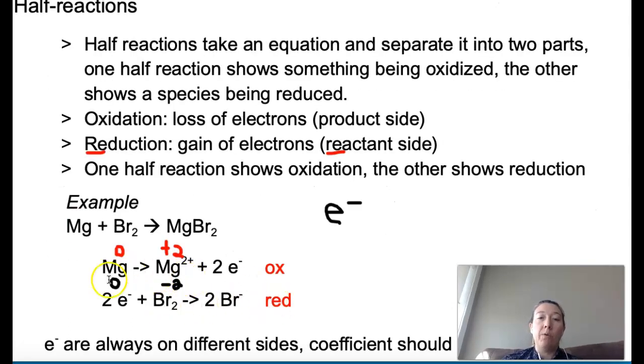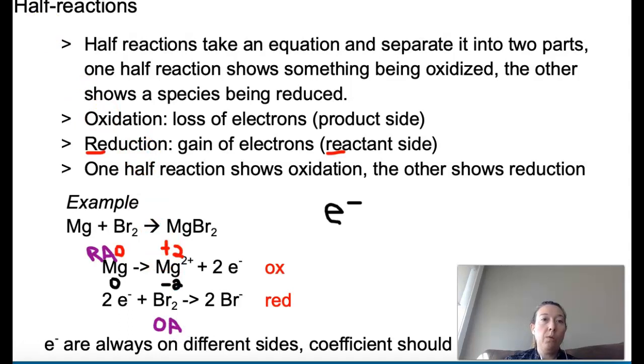So what I mean by that is if we go back to this example where we already wrote out our half reactions and we said this was oxidation, because this is the oxidation half reaction, that means that magnesium is going to be my RA. Okay, so the RA is the reactant of the oxidation half reaction. The OA is going to be in my other half reaction. So because this is the reduction half reaction, that's going to have my OA in it. It has to be the reactant, so it's going to be the Br2. So that is going to be my OA.